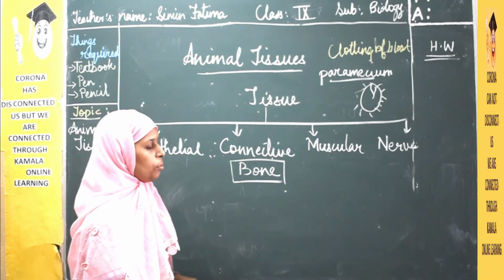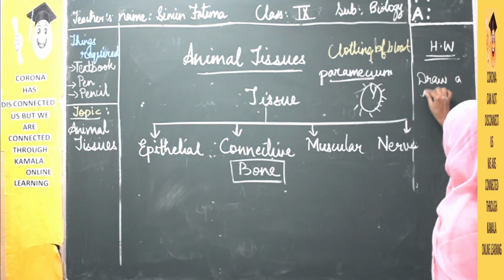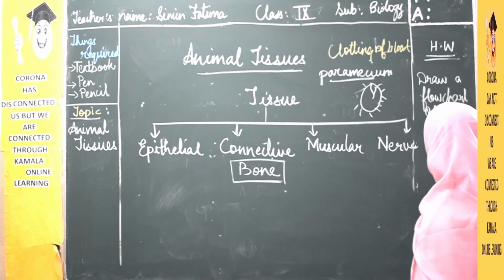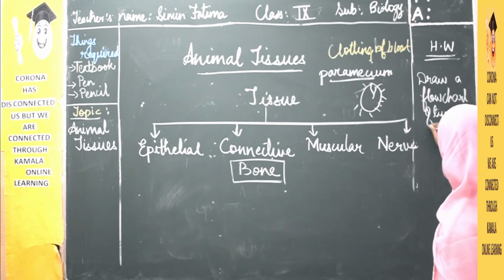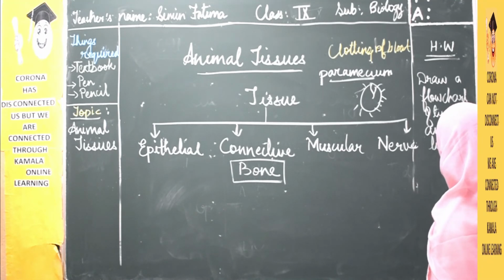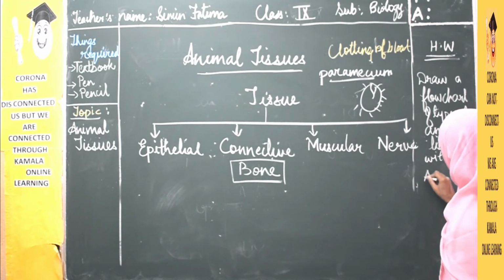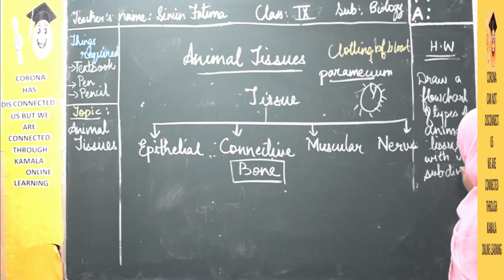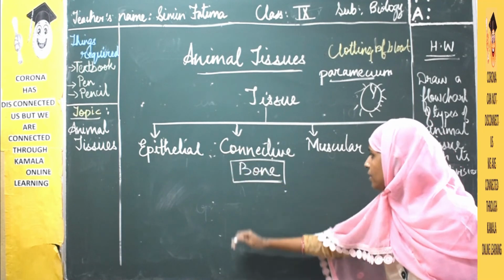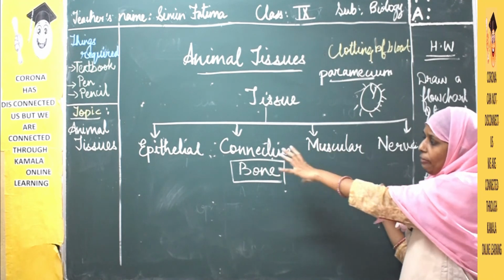Before that, I would like to give you homework. You have to draw a flow chart of types of animal tissue with its subdivisions. Now what is a subdivision? Just see here. Types of animal tissues, these 4 types. Then again this is of 5 types, this is of 7 types, this is of 3 types and this is of only 1 type. No other subtype of this animal tissue here. So you have to make a flowchart.